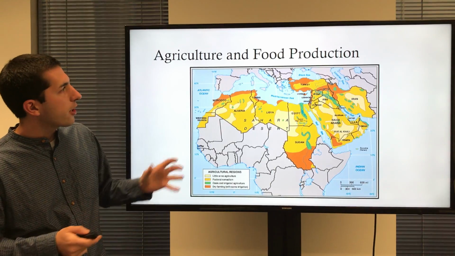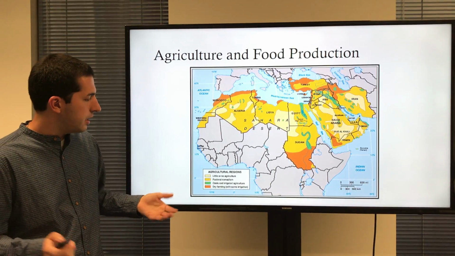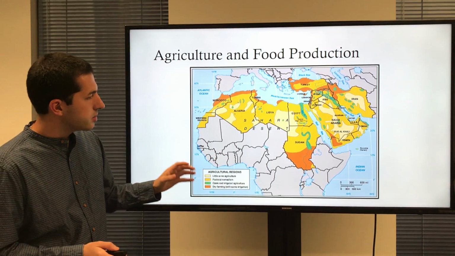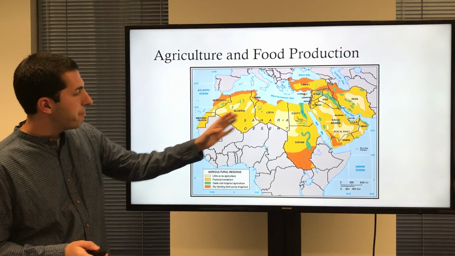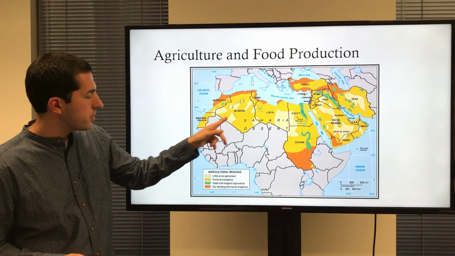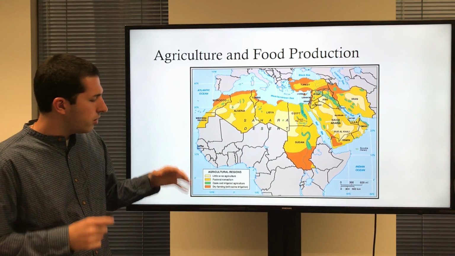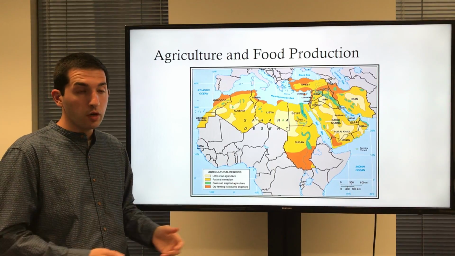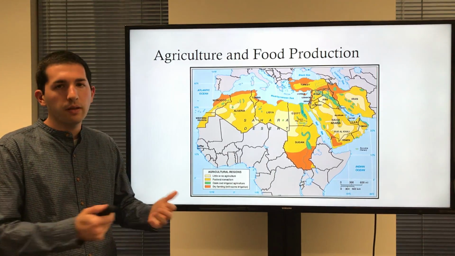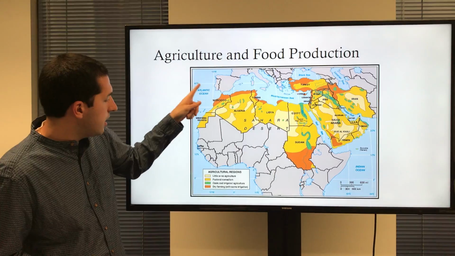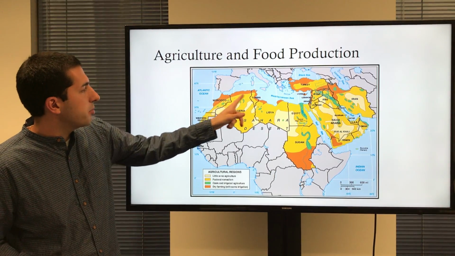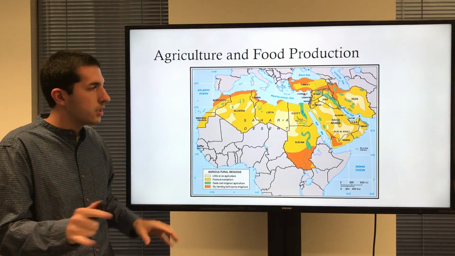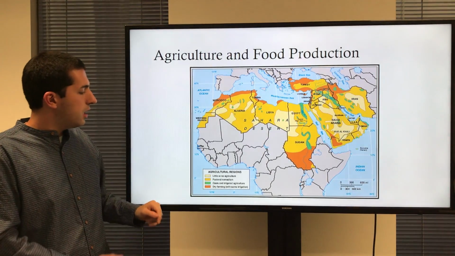Interesting. Agriculture and food production, this map just shows you what's going on in which part. Obviously not much happening in this beige color, but this yellow is pastoral nomadism. So these are people that are moving around, probably with cattle and things like that. Obviously some agriculture is taking place here because we talked about the reasons why agriculture would take place there, because of some rainfall.